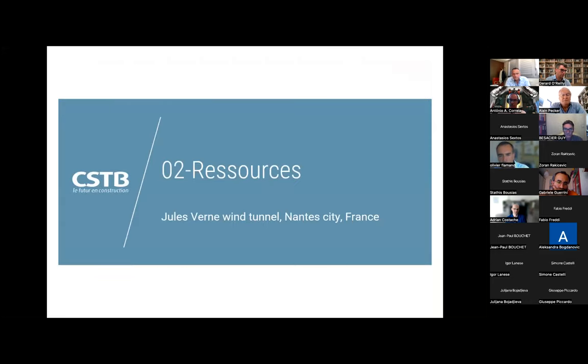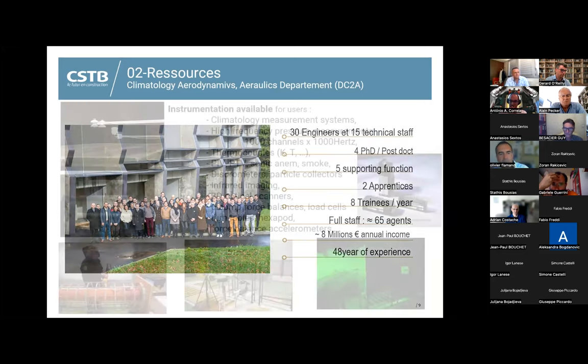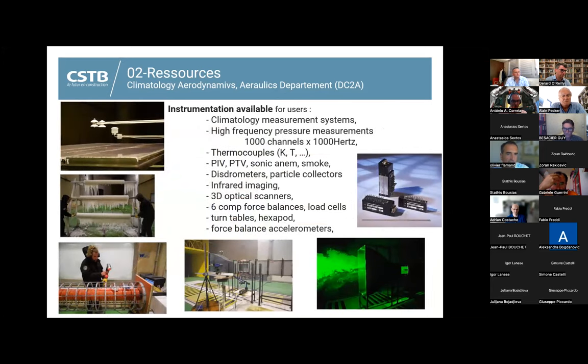So just one slide to show that people are around that. There are 30 engineers and 15 technical staff, some postdocs, but not so many, only 4 to 5, depending on the time. And the different sensors we can provide are a very wide range.